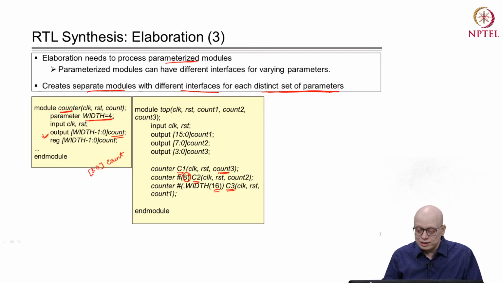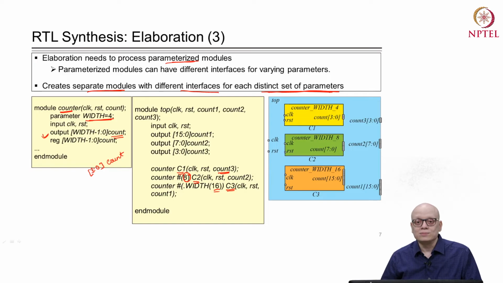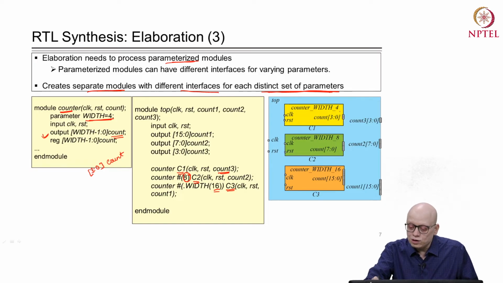So, how will our design look? It will look something like this. For the instance C1, the count will take a width of 4, for C2 it will be 8, and for C3 it will be 16.